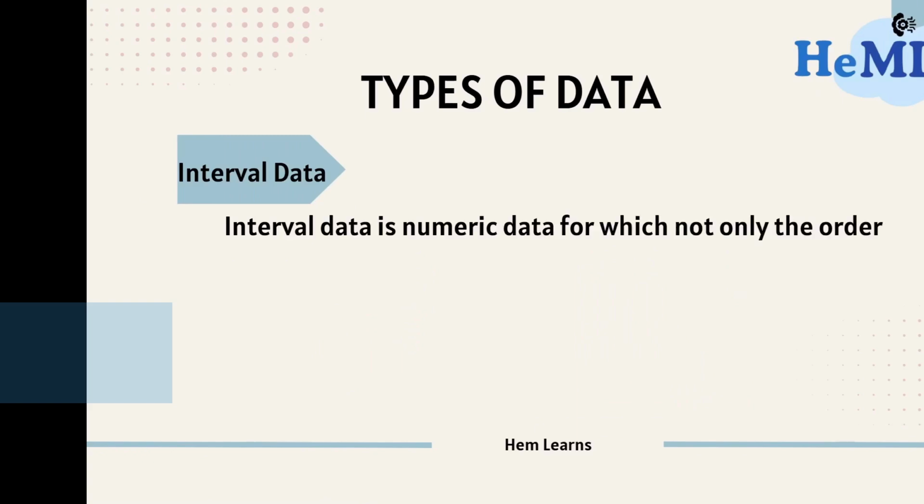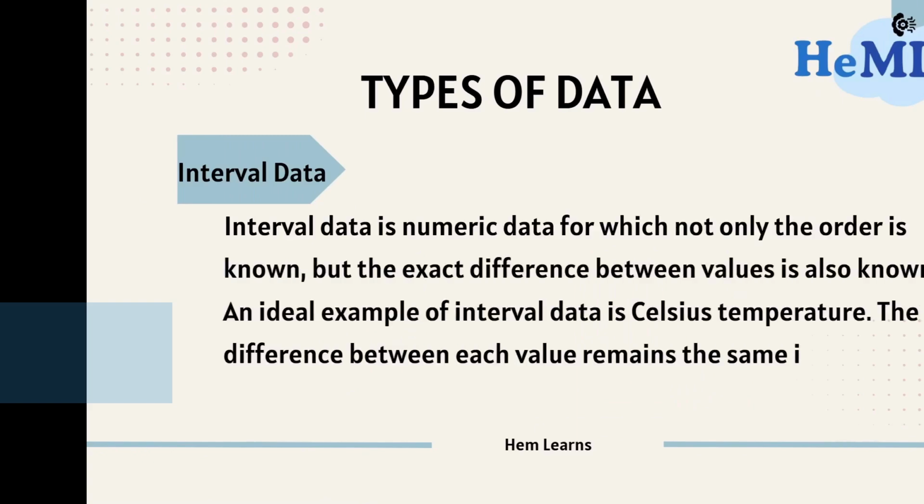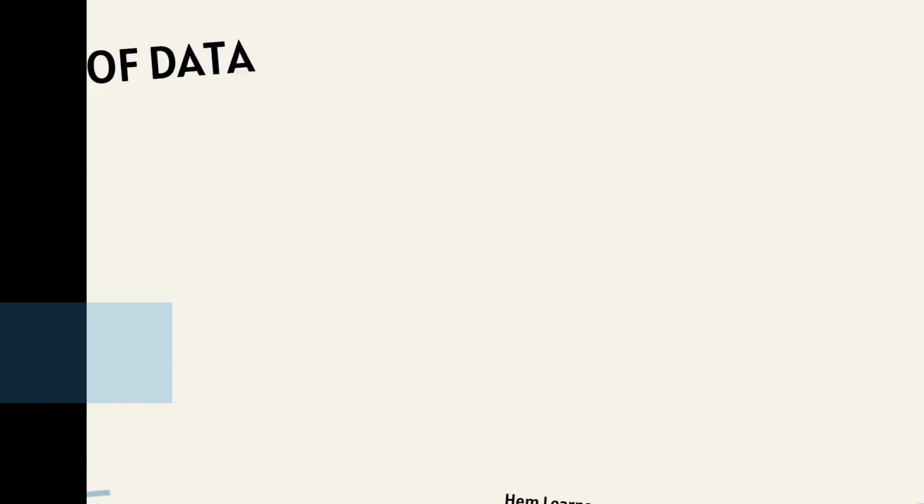Interval data. Interval data is numeric data where you can measure the difference between values. For example, Celsius temperature: the distance between 20 degrees Celsius and 30 degrees Celsius is the same as between 30 degrees Celsius and 40 degrees Celsius. However, it does not have an absolute zero.